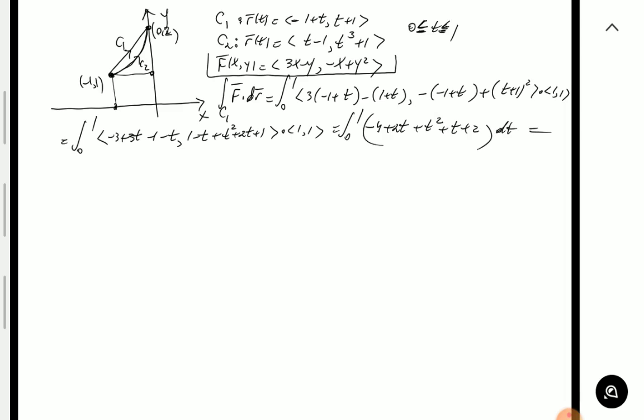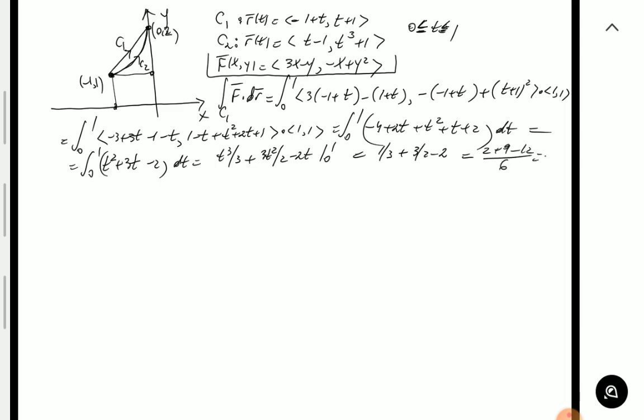Alright, so then when we finally compute this integral, we have t squared plus 3t minus 2. Integrate t cubed over 3 plus 3t squared over 2 minus 2t between 0 and 1, which is 1/3 plus 3/2 minus 2. So if we simplify this a little bit, we have 2 over 6 plus 3 times 3, which is 9, minus 12 over 6, makes it 1 minus 1 over 6.